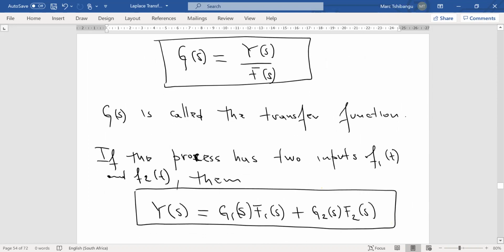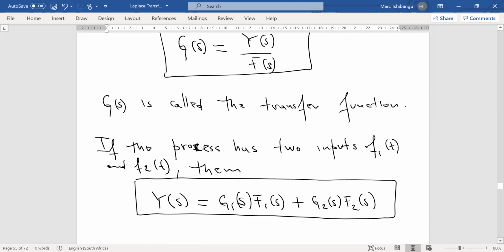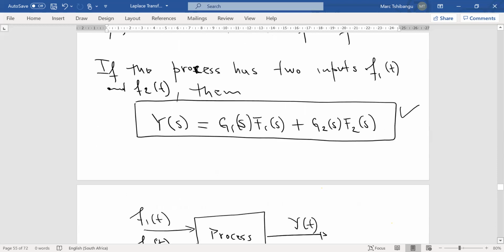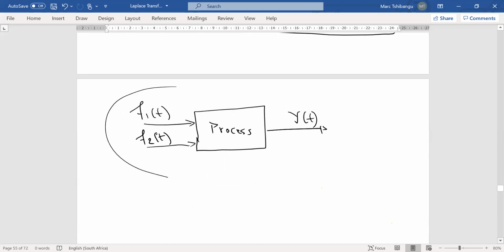So now if the process does not have a single input, but two input variables, f1 of t and f2 of t, then this is how the output is represented. I'm going to show you how we got to this expression. This is the diagram of our process model.